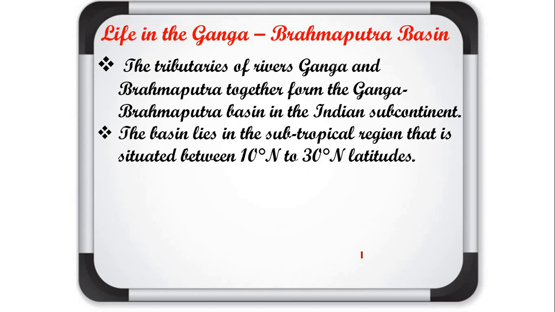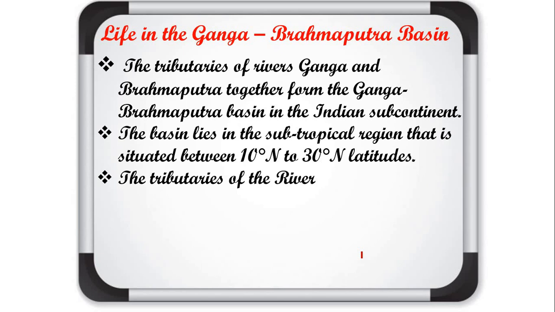Okay, so if we talk about the location of the Ganga and Brahmaputra basin, it lies in the subtropical region, between the latitudes 10 degree north to 30 degree north, meaning in the northern hemisphere. I will show you it on the map also.